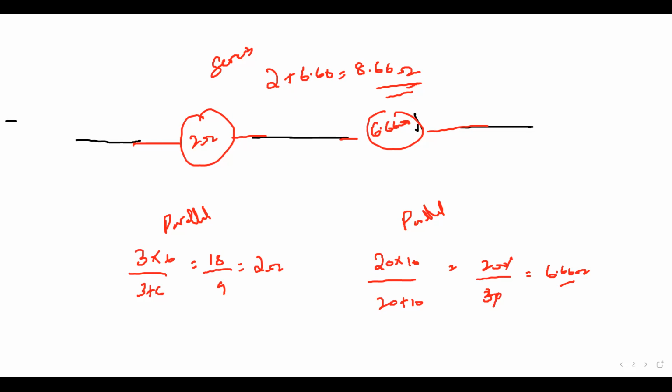This example. And always remember, when resistors are connected in parallel, the combined resistance decreases. When they're connected in series, the combined resistance increases.